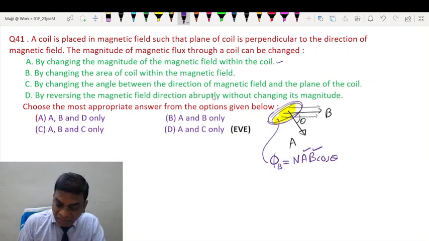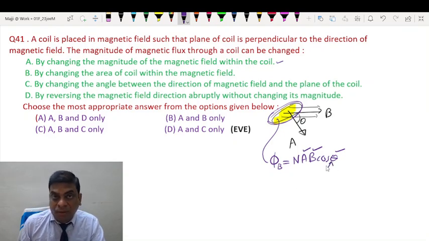Then by changing the angle between the direction of magnetic field and the plane of the coil, yes, if theta changes, then certainly B will change. Then by reversing the magnetic field direction abruptly without changing its magnitude. If we reverse, then certainly what will happen?